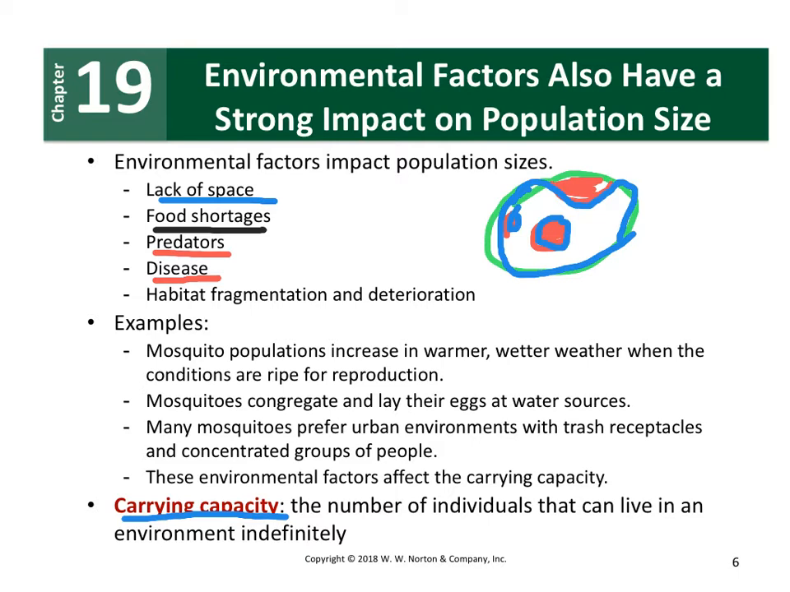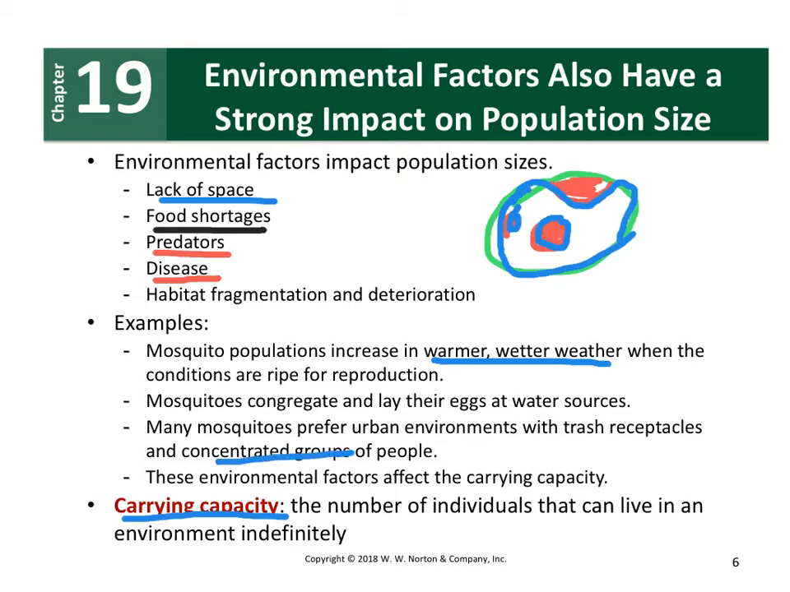In terms of, let's say, a mosquito population, generally if it's really cold out, the population is limited. So warmer weather and also a lot wetter. Mosquitoes need to lay their eggs in water. Mosquitoes congregate and lay their eggs at water sources. Many mosquitoes prefer urban environments with trash receptacles and concentrated groups of people. That provides the mosquitoes with a host to feed on.